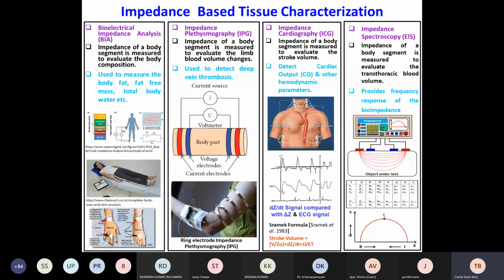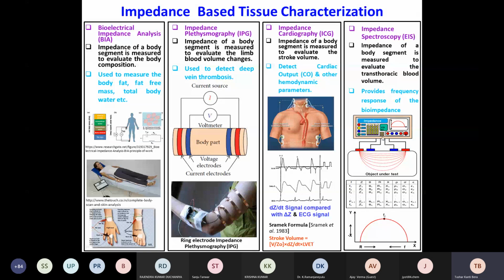That type of impedance variation can be correlated with the ECG, and we can calculate several hemodynamic parameters with the help of formulas, such as stroke volume or cardiac output, proposed by several researchers. Some devices are also commercially available for measuring the cardiac output with a non-invasive technique like impedance cardiography.